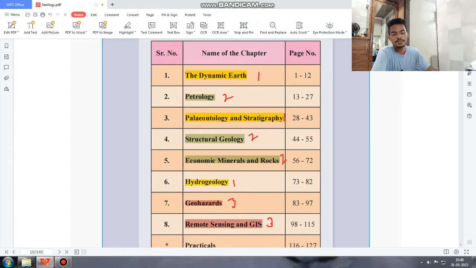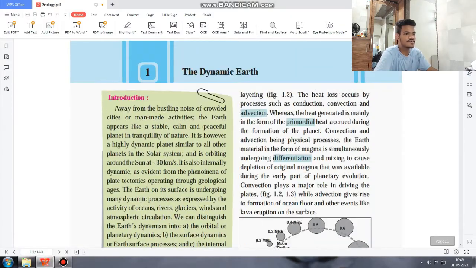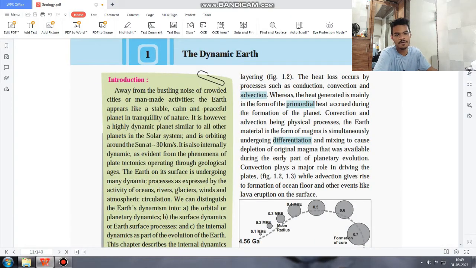Let me tell you one thing. In an HSC board paper, nothing is going to come from outside the textbook. Everything is going to come from inside the textbook. It can be from the text, it can be from the exercise, it can be from anywhere inside the chapter only, nothing from outside. So let us start.